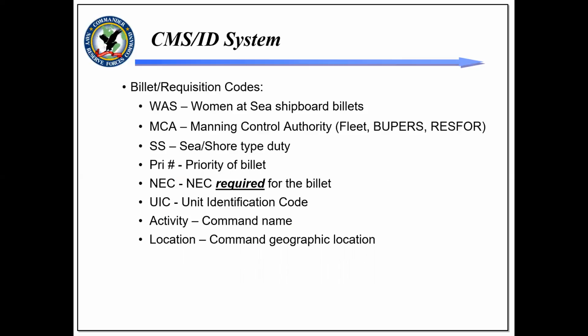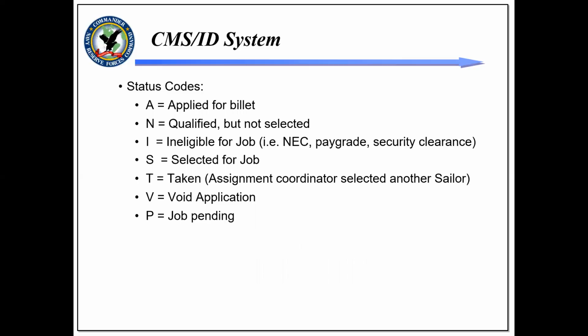Billet requisition codes: WAS, Women at Sea shipboard billets; MCA, Manning Control Authority; SSC, shore type duty; PRI, priority of billet; NAC, NAC required for the billet; UIC, Unit Identification Code; Activity, command name, and location, command geographic location. Status codes: A, applied for billet; N, qualified but not selected; I, ineligible for job; S, selected for job; T, taken; V, voided; and P, job pending.